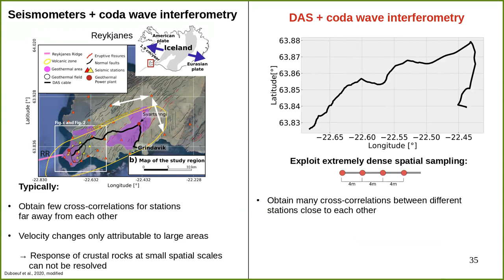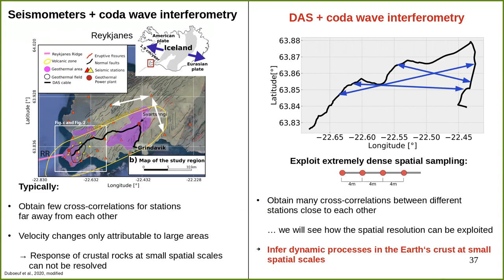DAS, however, has an extremely dense spatial sampling, so that we can obtain many cross-correlations between different stations that are close to each other, as indicated here. And in this talk, we will see how the spatial resolution can be exploited to infer dynamic processes in the Earth's crust at small spatial scales.